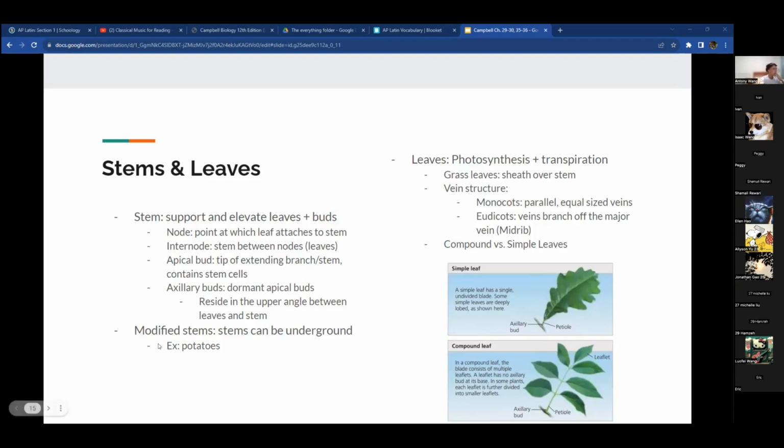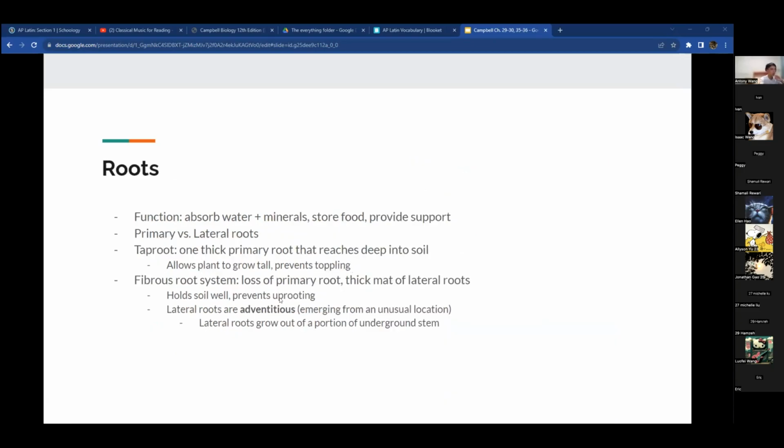And other stems, we usually think of stems as being above ground, but they can also be underground. Like potatoes are a modified version of a stem. Moreover, like we said over here, the adventitious roots grow out from a part of the stem that's underground, right?